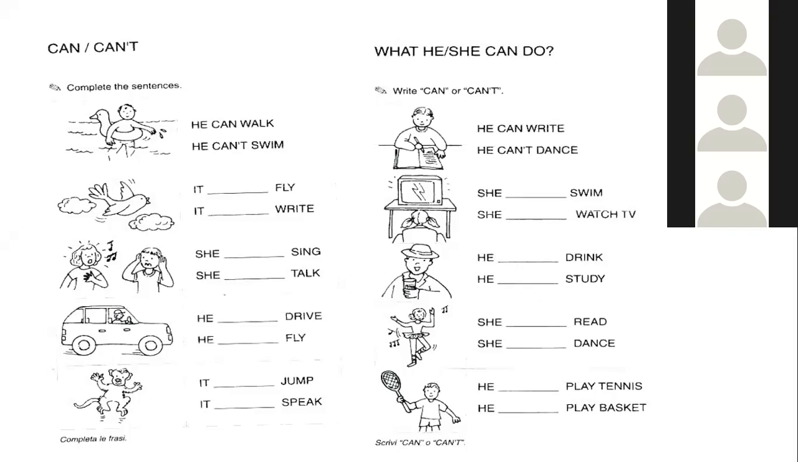Sing, sorry. She can't sing, but she can talk. Okay. Excellent. Or maybe you can say, the first one was negative, right? Can't. Yes, Anna? Okay. She can't sing, but she can walk, talk. Excellent. Talk. Yes, excellent.